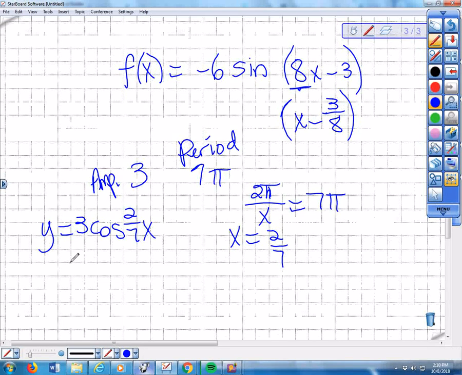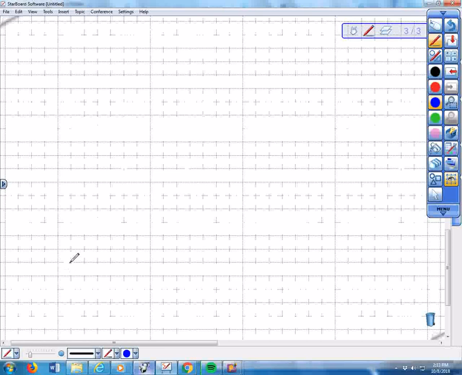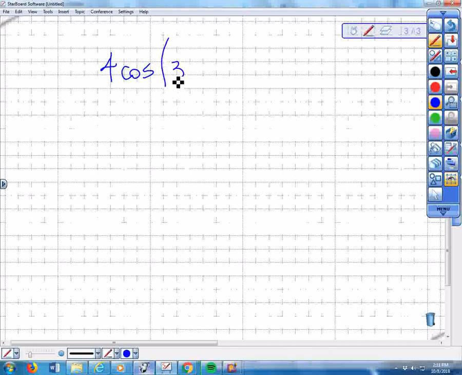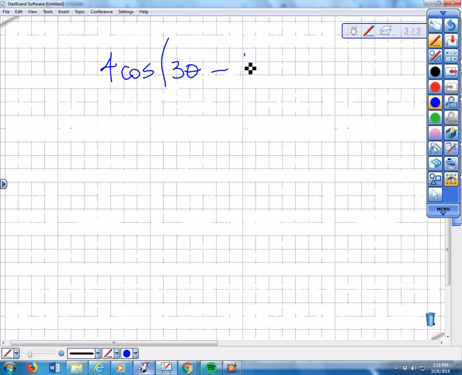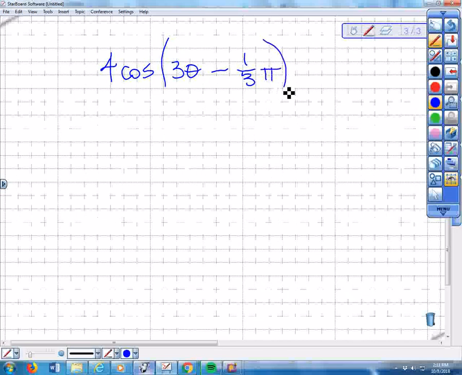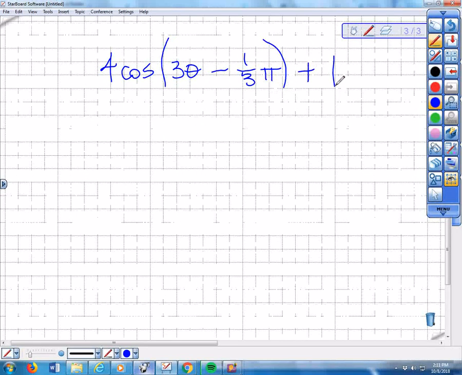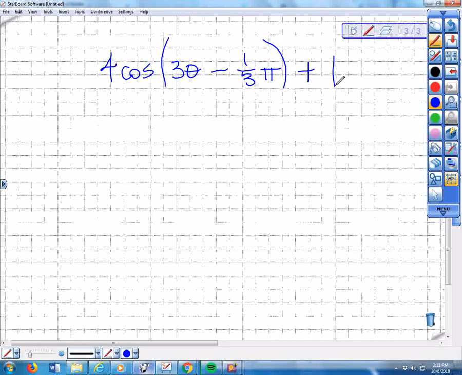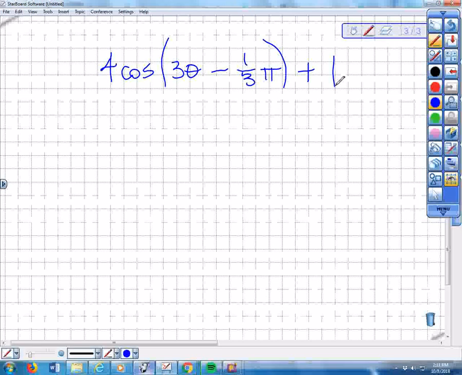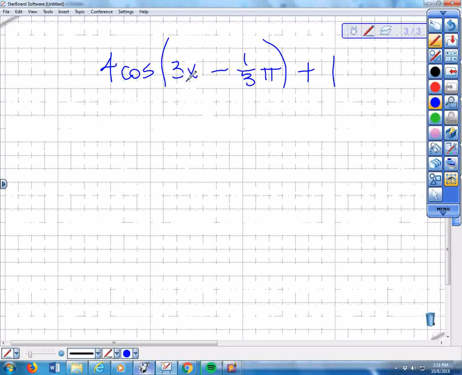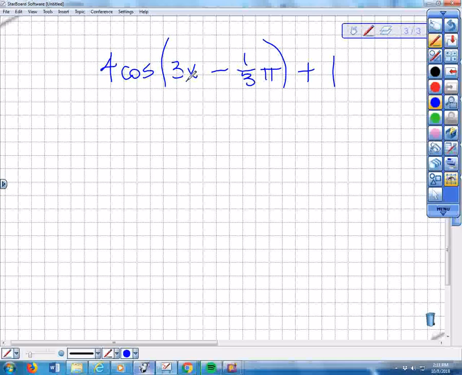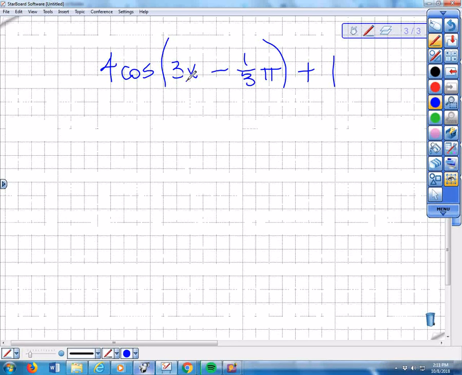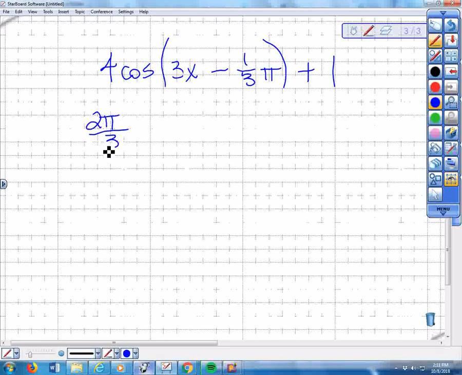Okay, graph this function. Theta is your variable. This one you're going to have multiple choice graphs to choose from. If it helps you, then make this an x. It's just a variable. What's the period? Okay, period is 2 pi over 3. Amplitude is 4.